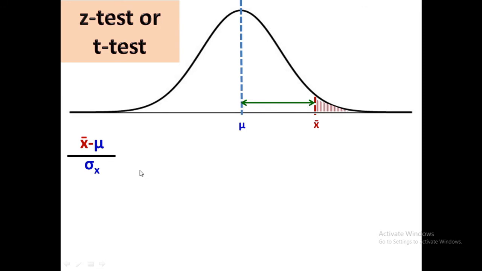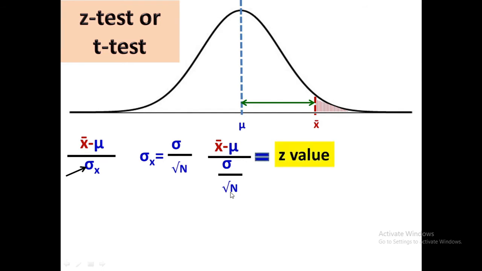But in most cases, we don't know the standard deviation of the sampling distribution, which can be easily calculated with this formula. If we divide the standard deviation of the population by the square root of sample size, we can find out the standard deviation of the sampling distribution. Therefore, now we can rewrite it as x bar minus mu divided by sigma over square root of n, and this value is known as Z value.